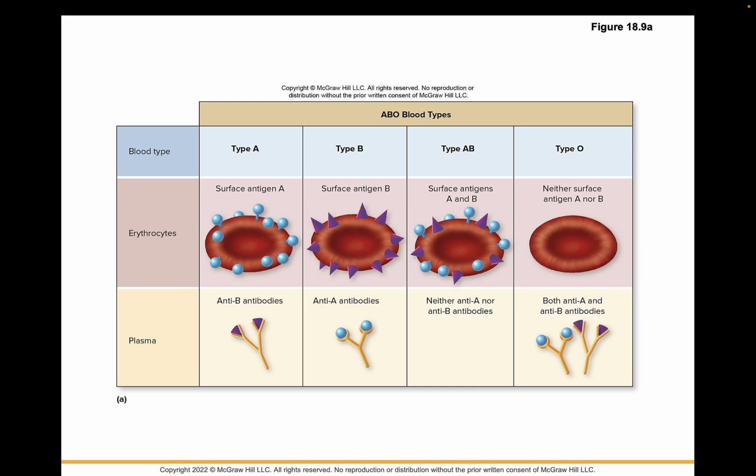You will have the antibodies for the antigens not on the red blood cell. Since both A and B are on the red blood cell, we're not going to see any antibodies. The last type is type O, and this has no surface antigens at all. So it will have both anti-A and anti-B, but the thing to remember about type O, it is the universal donor. And it is the universal donor because it does not have any antigens, so there's no way that it can actually cause an immune response.